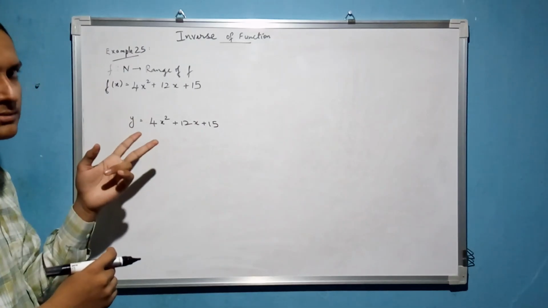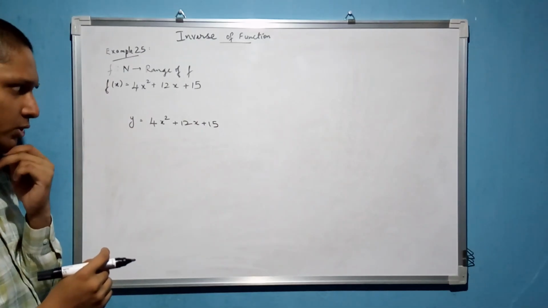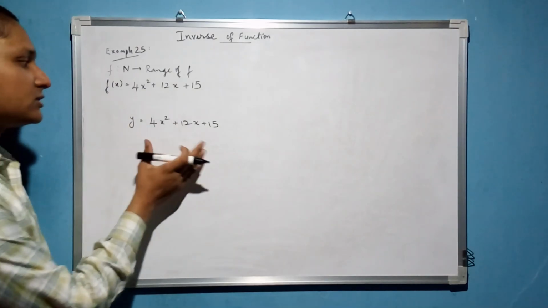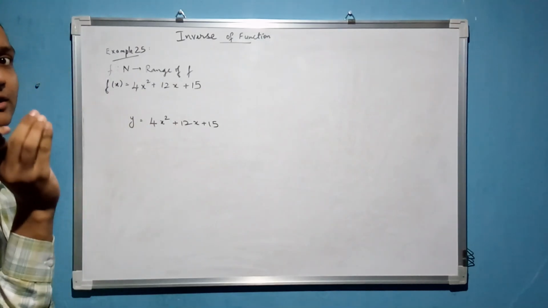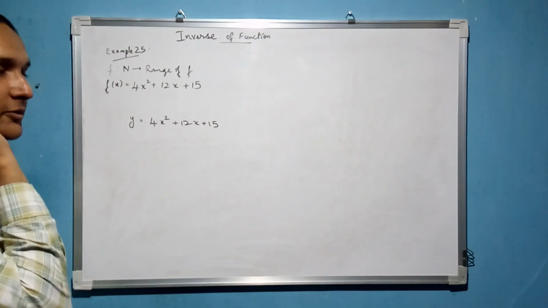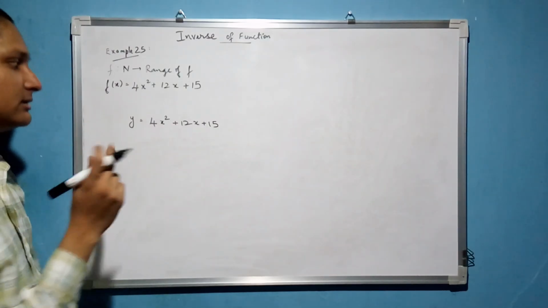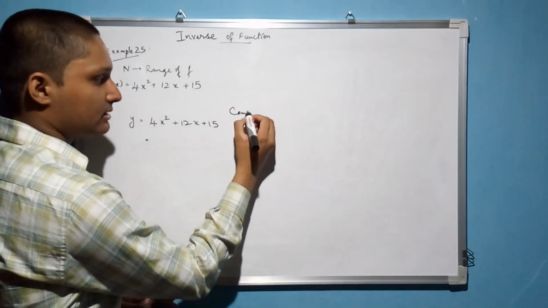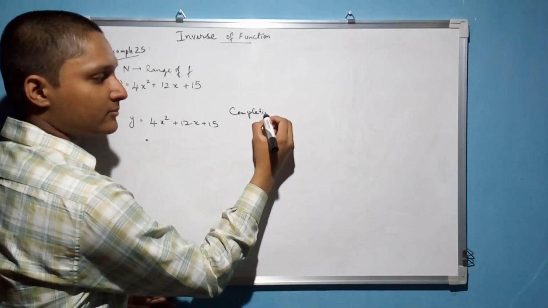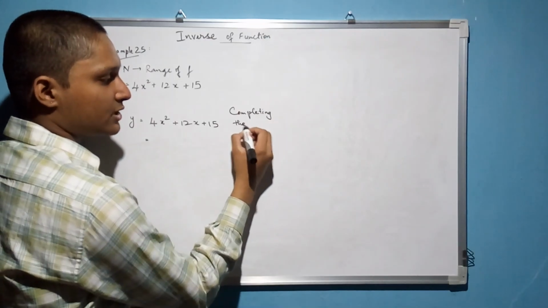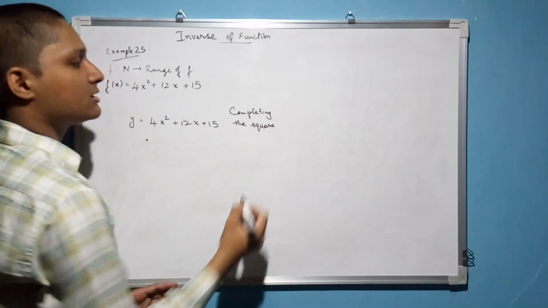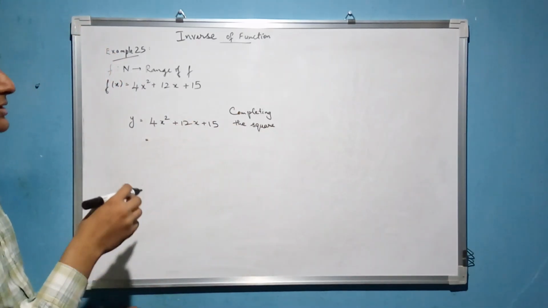But there are two terms with x here, and I don't know what to do with this. This is a quadratic expression, so somehow I need to get it into a linear expression. For that I strike upon the method of completing the square. Completing the square is very important. That is also very useful in solving some calculus, especially integration. So that method I'm going to use here.